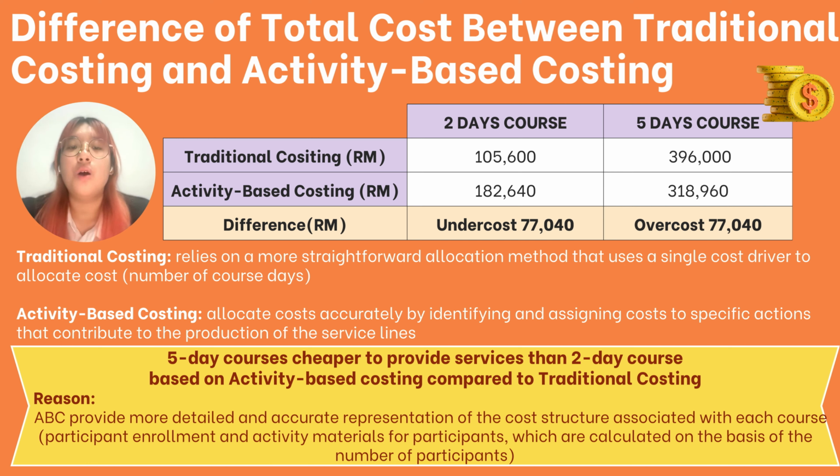So, moving on to the table, we can see that by using the traditional costing method, Gamilian Company would have understated their 2 days total cost by 77,040 ringgit, as its total cost is lower compared to using the ABC method to calculate. Conversely, the price of 5 days cost have been overstated by 77,040 ringgit using the traditional method instead of the ABC method. So, you might wonder, why 5-day courses is cheaper compared to the 2 days one if we use the ABC method? Well, that is because activity-based costing uses specific cost drivers to allocate each activity cost. For instance, participant enrollment and activity materials for participants in Gamilian Company are calculated based on the number of participants. Thus, it provides a more detailed and accurate representation of the cost structure associated with each cost.